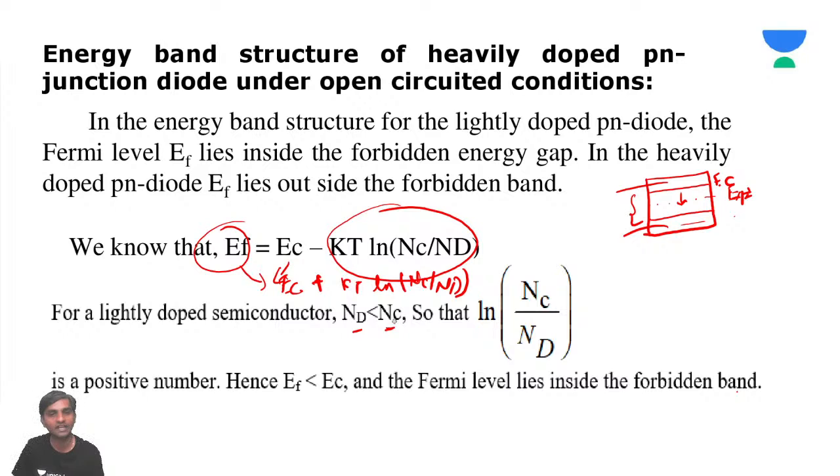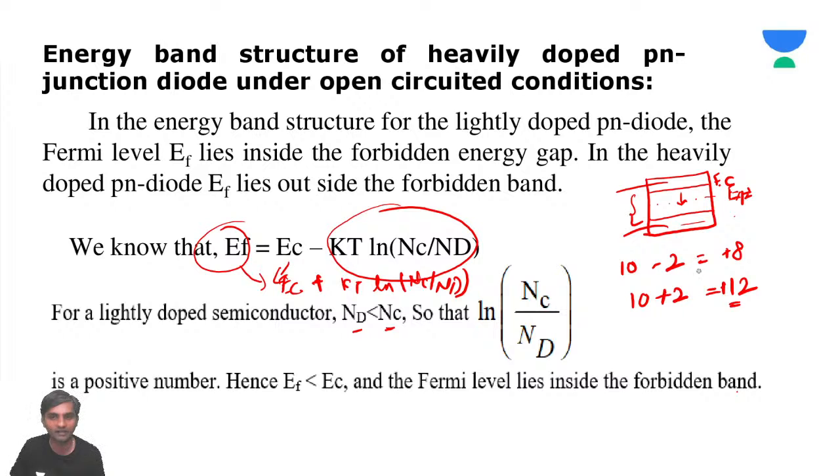If ND is greater than NC, now what happens? The ln of NC by ND becomes negative, so overall the Fermi level is above the conduction band. This becomes positive. Let's say this was 10 to the minus 2 earlier, it becomes 10 to the plus 2. So this is minus 8, this is plus 8, and this is plus 12. Plus 8 and plus 12, Mahendra.